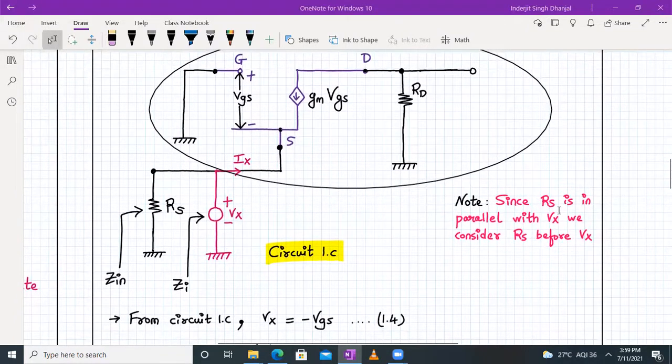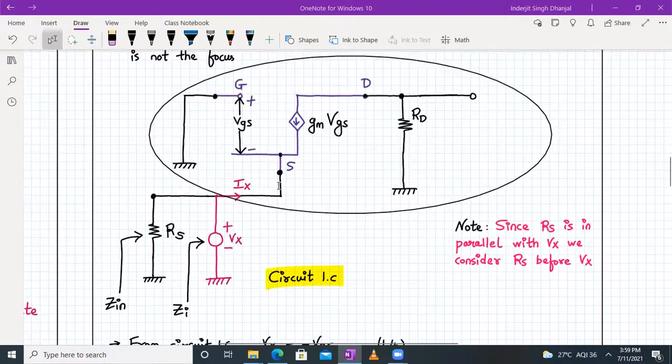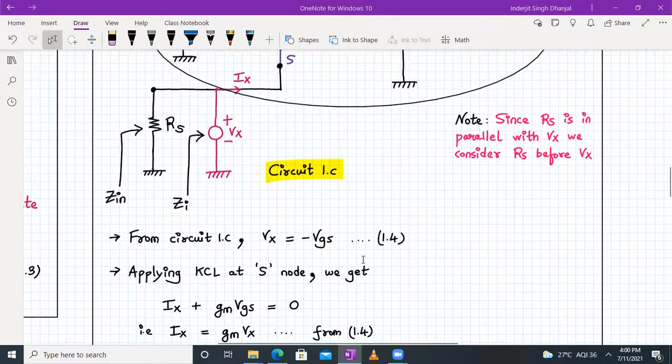Now we have interchanged this because Rs is in series with Vx, so we consider Rs before the Vx value. This is to simplify the analysis. So now we have to determine the ratio of Vx upon Ix. From this circuit, what can we write? Can we write Vx is equal to -VGS by applying KVL at the gate-source loop? Yes, very easily we can deduce that VGS is equal to -Vx from circuit number 1.C. So that's what we have written.